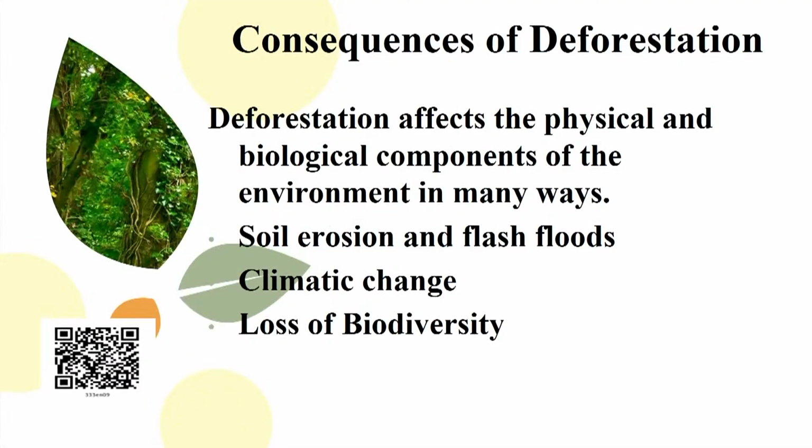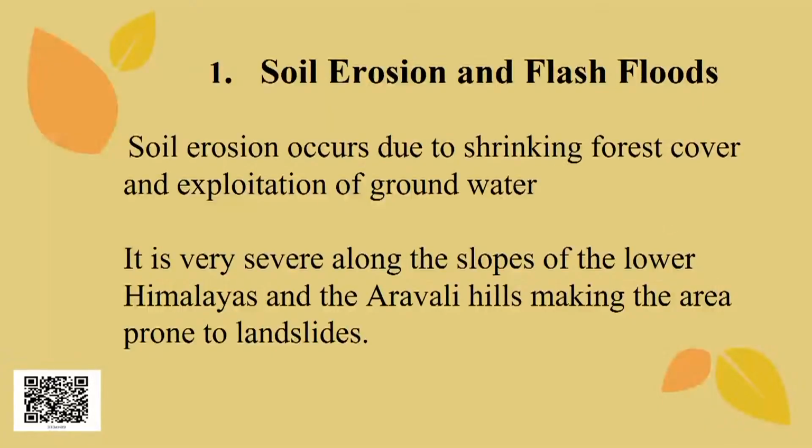Now we move to the consequences of deforestation. Deforestation affects the physical and biological components of the environment in several ways, like soil erosion and flash floods, climatic change, and loss of biodiversity. First we will talk about soil erosion and flash flood. Soil erosion occurs due to shrinking forest cover and exploitation of groundwater, and it's very severe along the slopes of the lower Himalayas and Aravalli hills, making the areas prone to landslides.